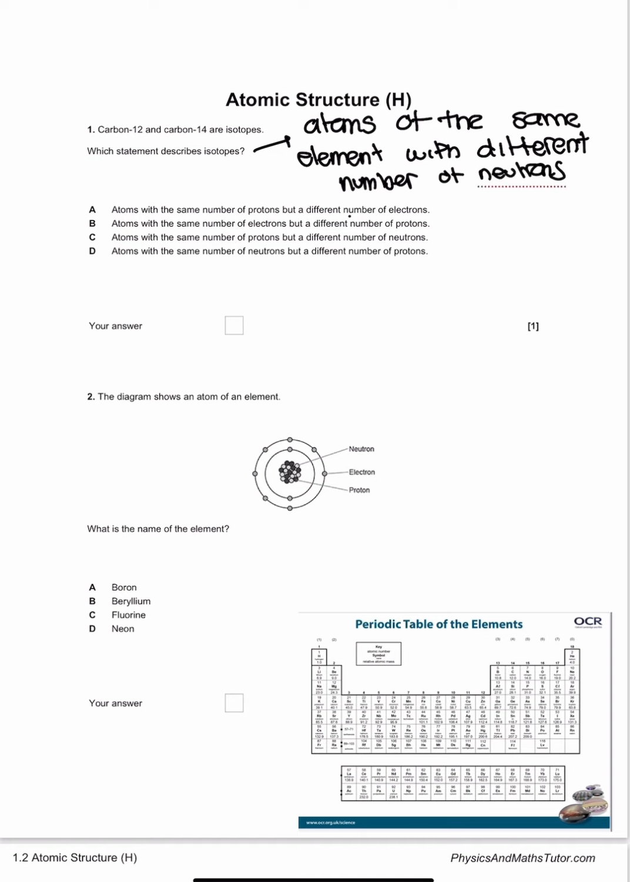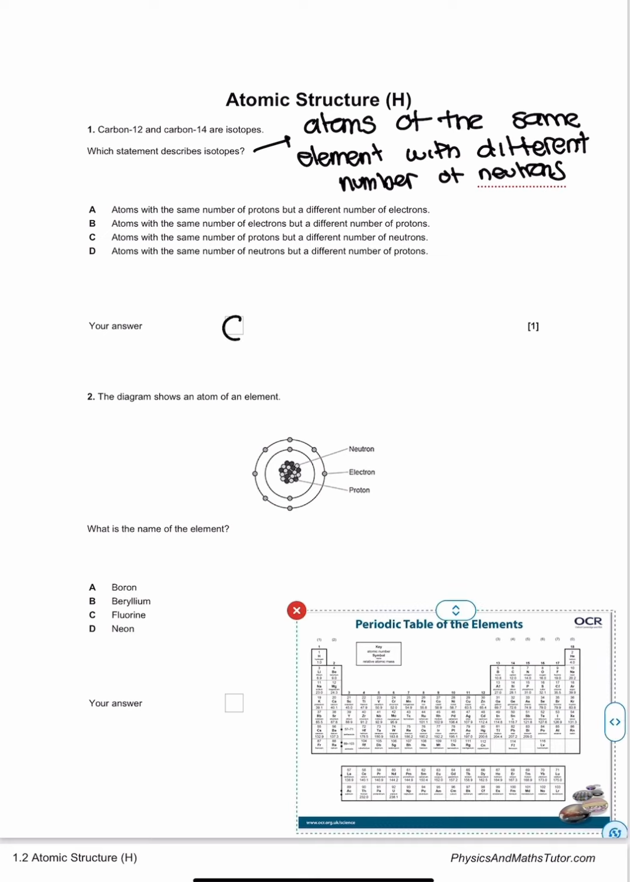So A says different number of electrons. That's not true. It's a different number of neutrons. B says different number of protons, but we know that it's the same number of protons and electrons. It only has a different number of neutrons, which is C. So let's write down C. Now we look at the next one.